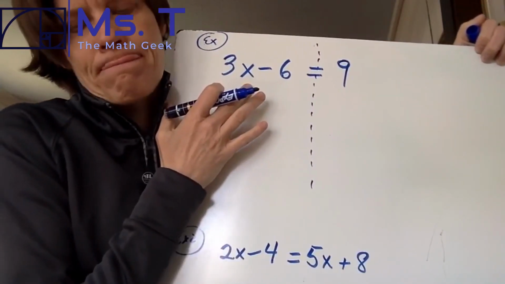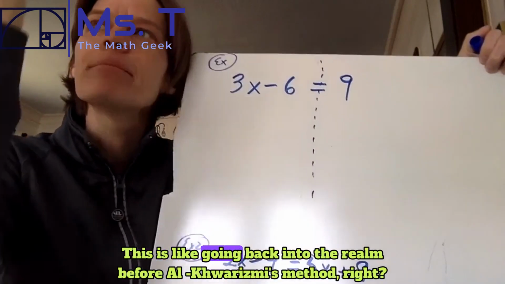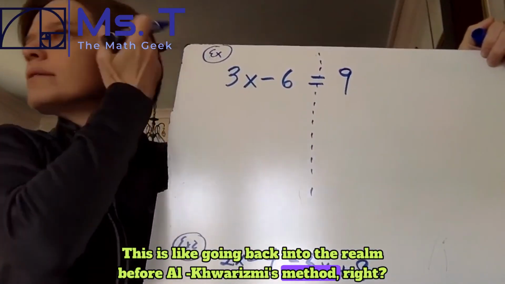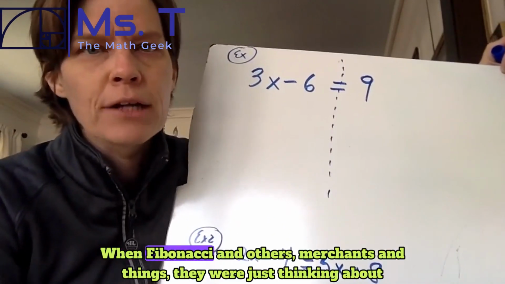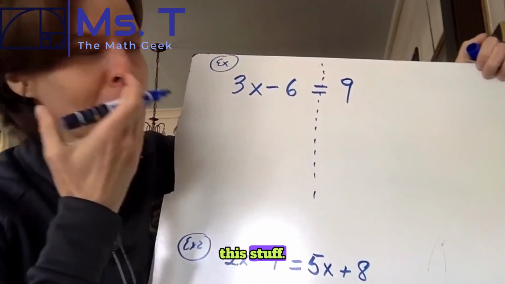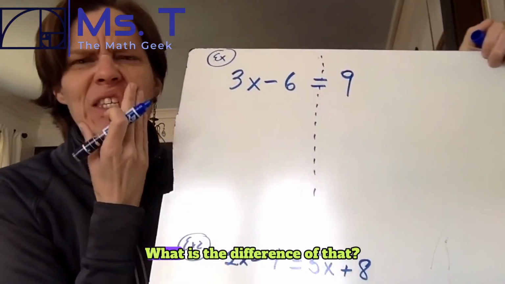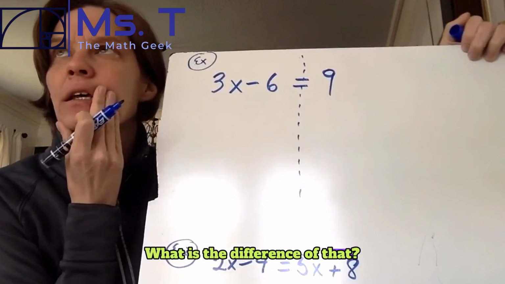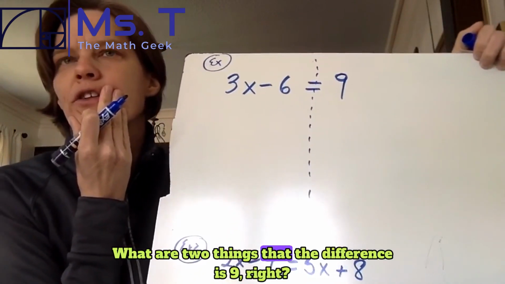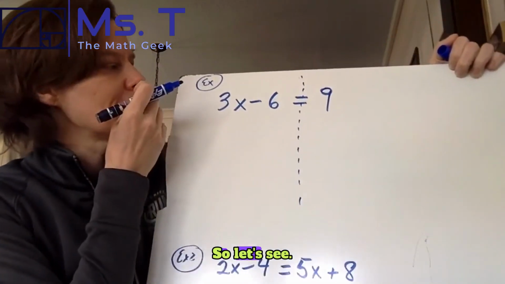Now, could we intuitively figure this out, right? This is like going back into the realm before Al-Khwarizmi's method. When Fibonacci and others, merchants and things, were just thinking about this stuff. They were thinking, well, 3 times something, take away 6 is 9. What is the difference of that? Well, let's see. What are 2 things whose difference is 9? Because difference is subtraction. So let's see.